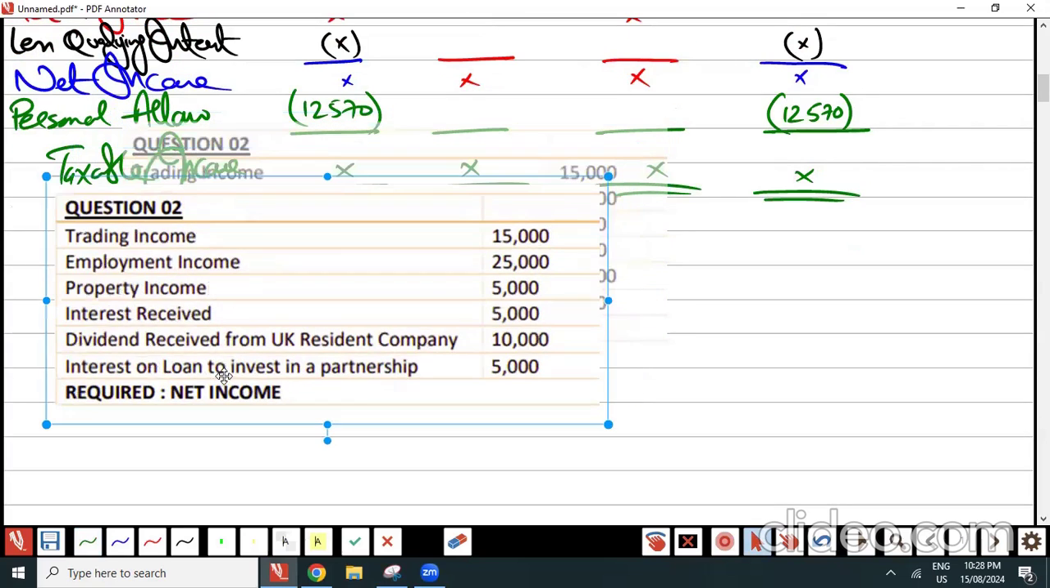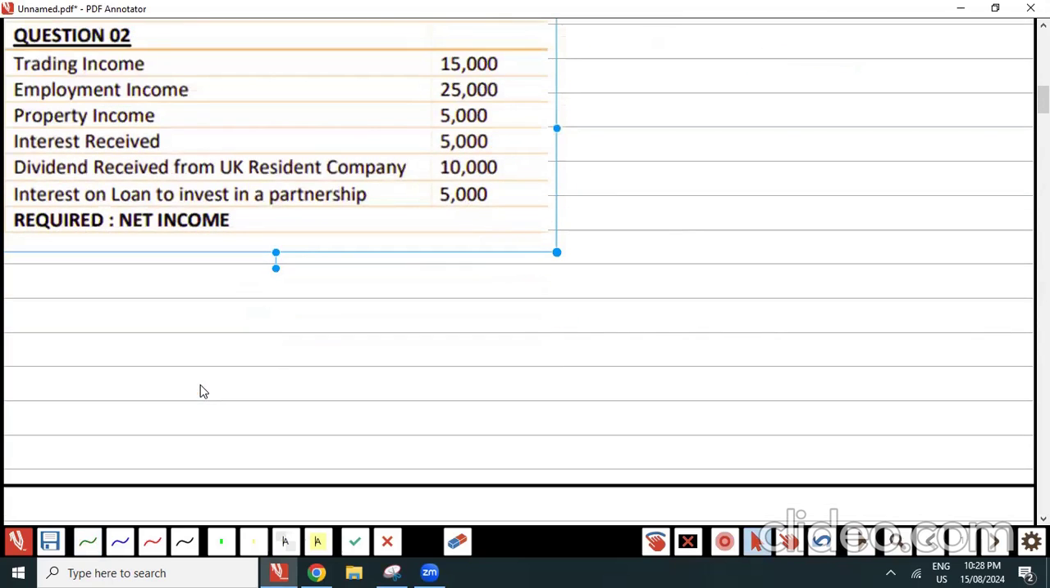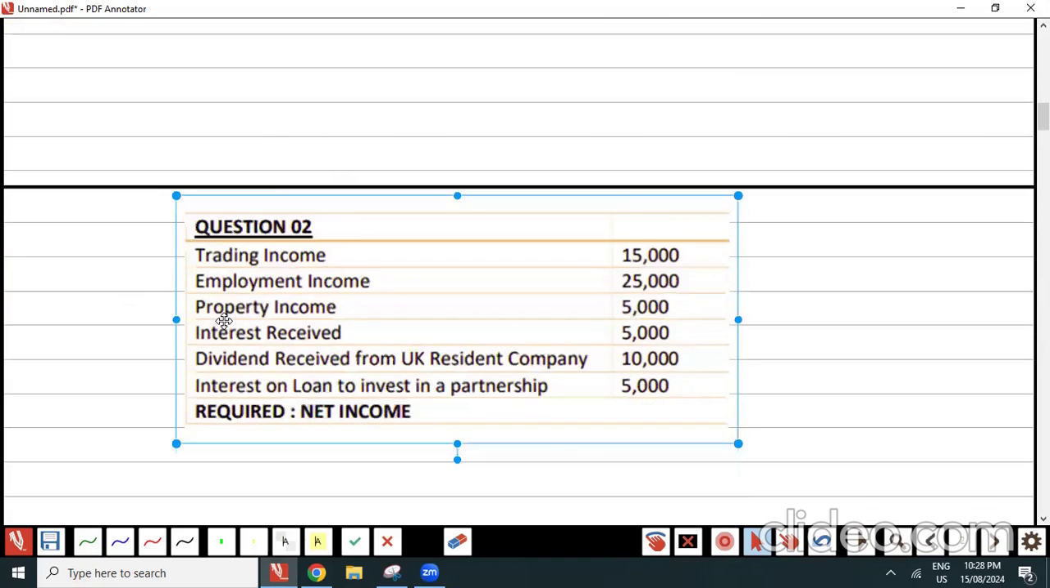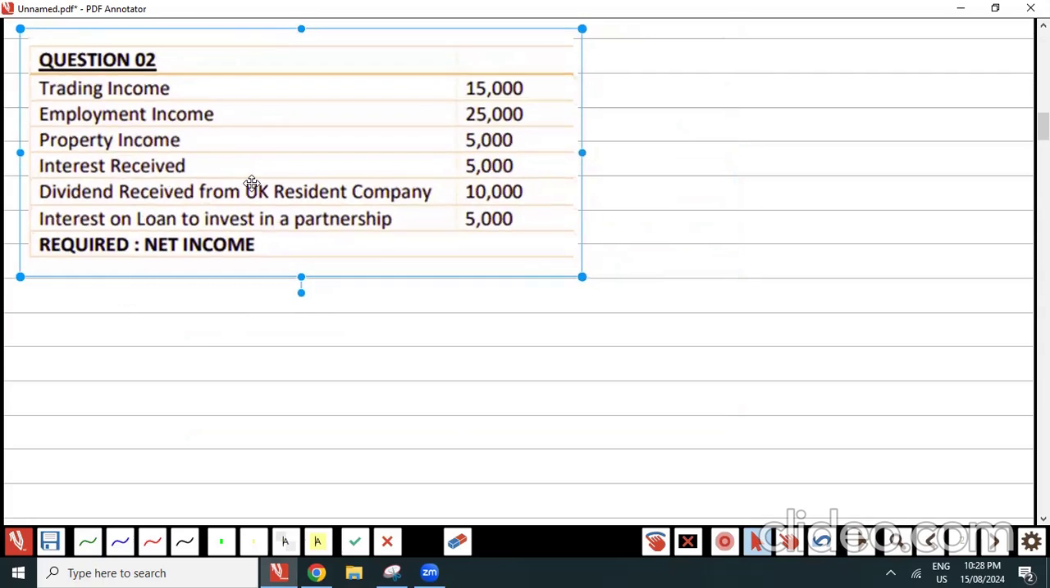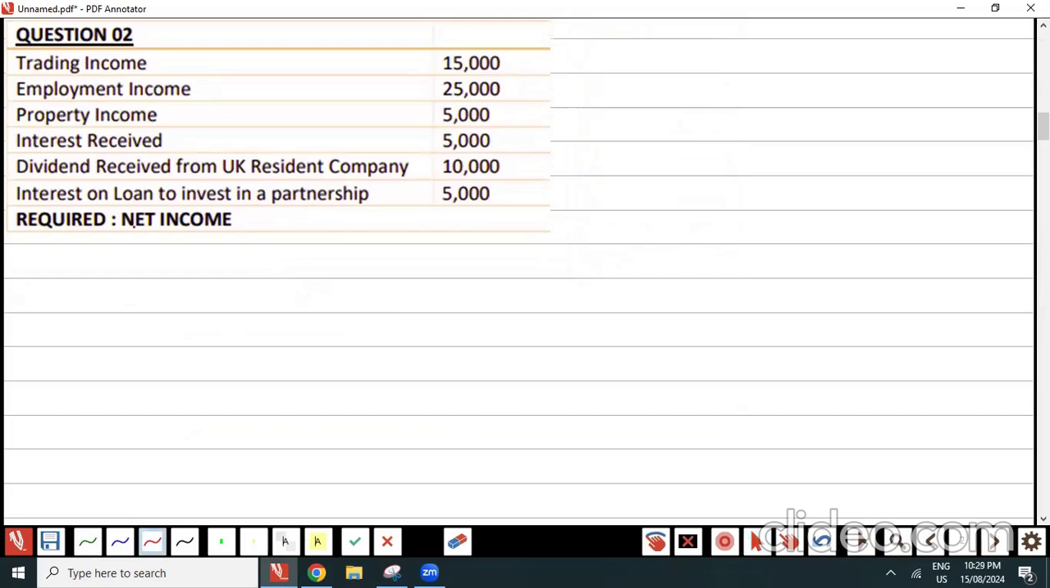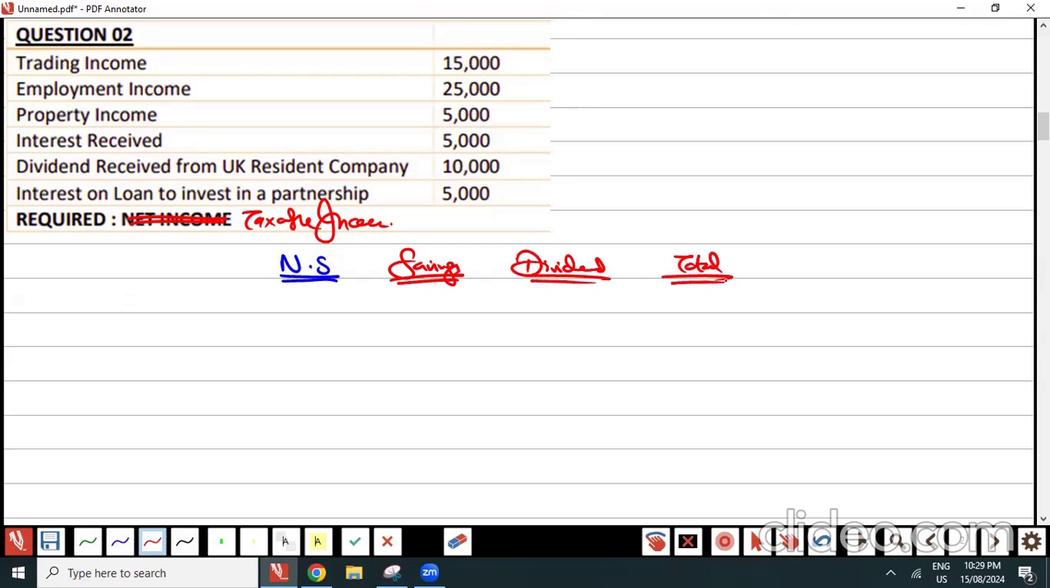As this is my habit, I will never move on until I do some practice questions on what I just explained. So here is a very basic, easy question. I'm not going to calculate net income; we will calculate taxable income in it. We know our format: four columns. Non-savings, savings, dividend, and at last, total. Let's begin.